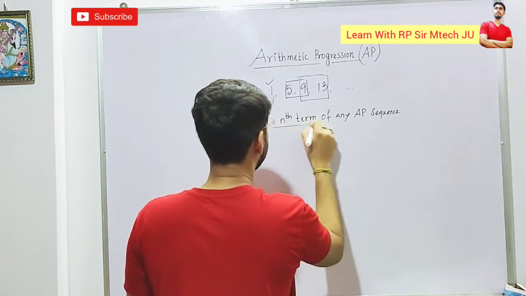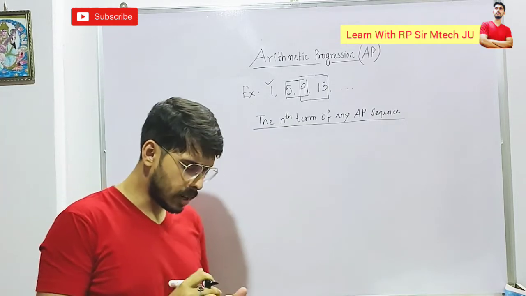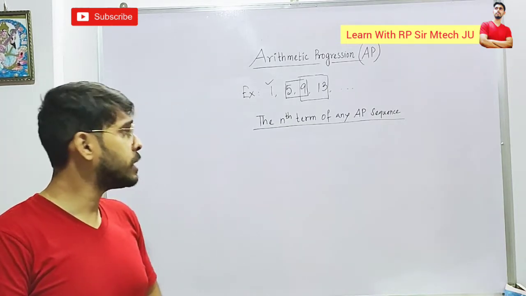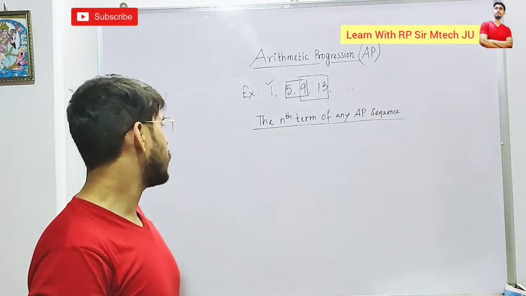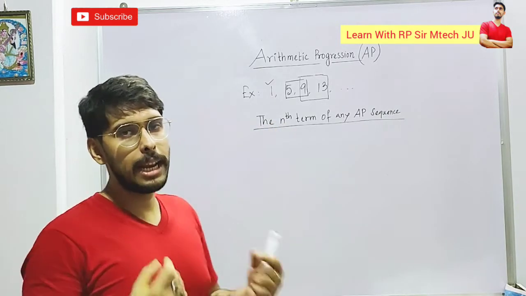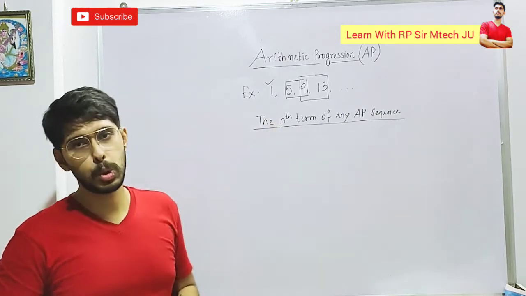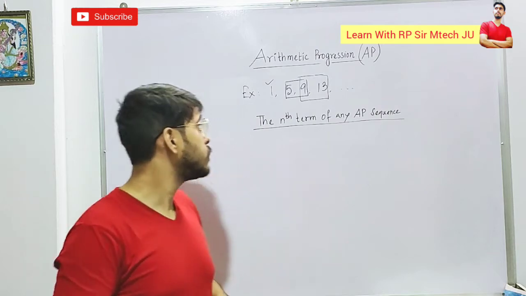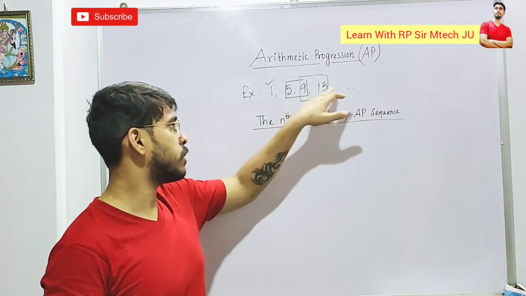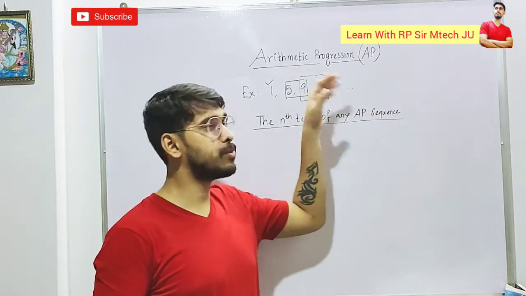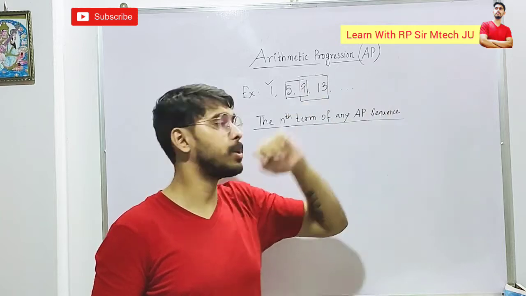The nth term of any AP sequence. Now, what do you mean by this? Nth term, what is this? So here n stands for any particular term. It can be any number. It can be 100th term, 200th term, 300th term. As you can see in this example, there is a dot dot after some of the numbers I have written. That means it will continue. It is endless. The sequence will continue.